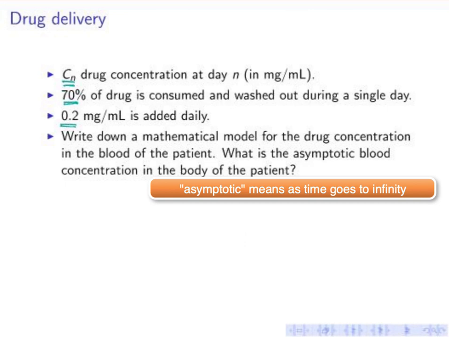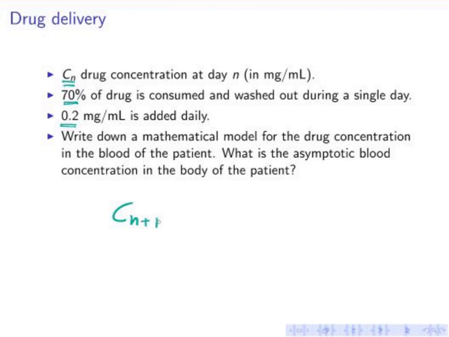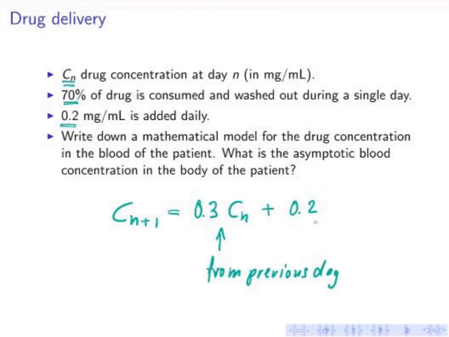So as a model, we use a recursive model. So we write down the blood concentration at the next day, C_{n+1}, is 30% of the previous blood concentration. So we have 0.3 times C_n, but then we add something per day. So then we add 0.2 milligram per day, and very quickly we have our mathematical model. So this here is from the previous day, and this is added daily. So it makes a lot of sense.